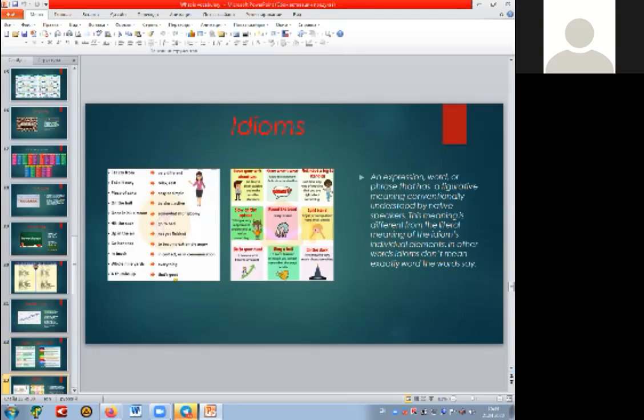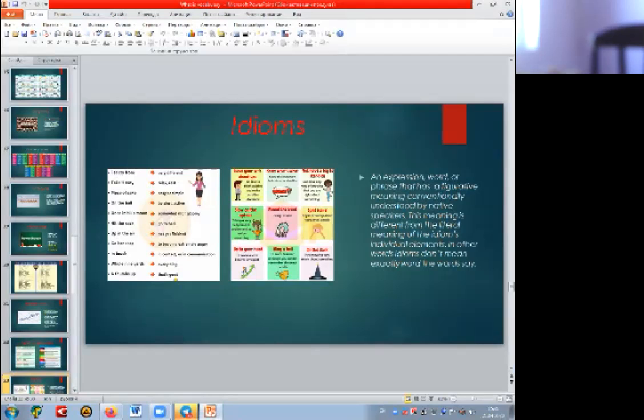And here we will speak about idioms. What are they? An expression, word, or phrase that has a figurative meaning that may be understood by native speakers. And this meaning is different from the literal meaning of the idiom's individual elements. In other words, we can say that idioms can't mean exactly what the words say. And idioms may have different meanings.